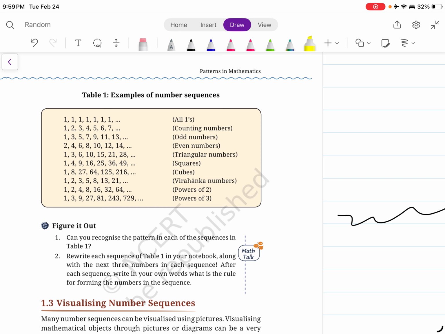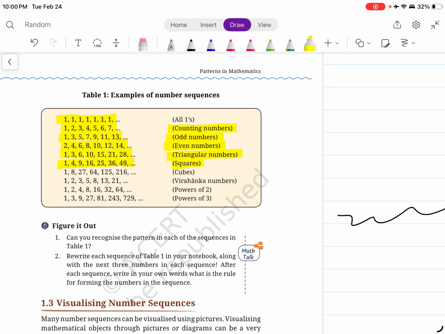1 1 1 1 1 1, 2 3 4 5 6 7. इसको क्या बोलेंगे? काउंटिंग नंबर्स. 1 3 5 7 9 11 13 ये है दोस्तों ऑड नंबर. 2 4 6 8 10 12 14 इवन नंबर. अब ये सारी चीज़ें आपको पता होंगी शायद. 1 3 6 10 15 28 ट्रायंगुलर नंबर. ये है दोस्तों स्क्वायर्स. 1 4 9 16 25 36 49.